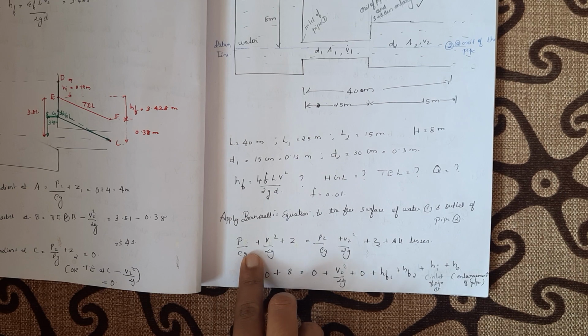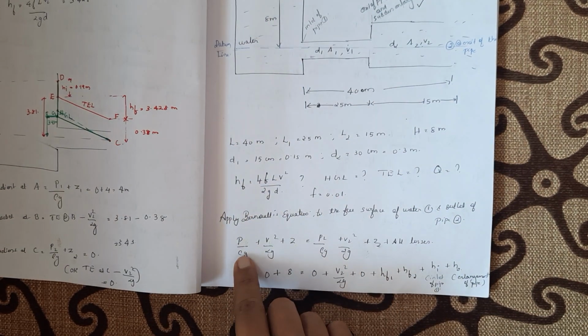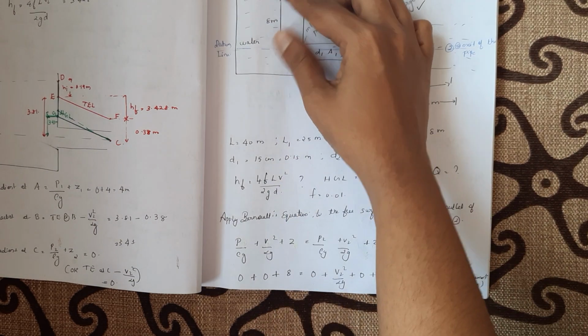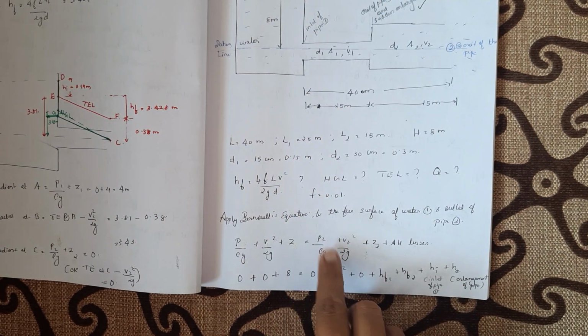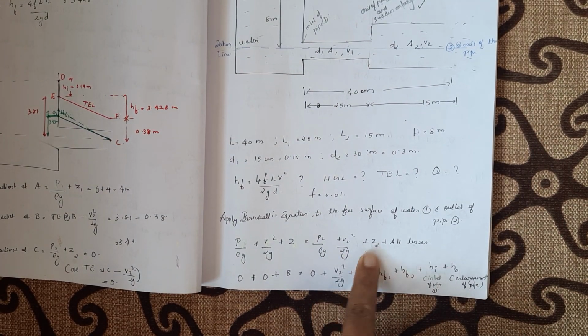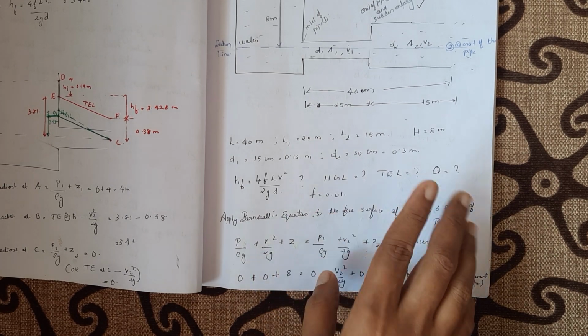So now we will get the equation. I did not give any 1 or 2 notations here. So it is P by rho g plus V squared by 2g plus Z, that is at this point, is equal to, at this point we know it is P2 by rho g plus V2 squared by 2g plus Z2 plus all losses, since they have asked us to consider all losses.